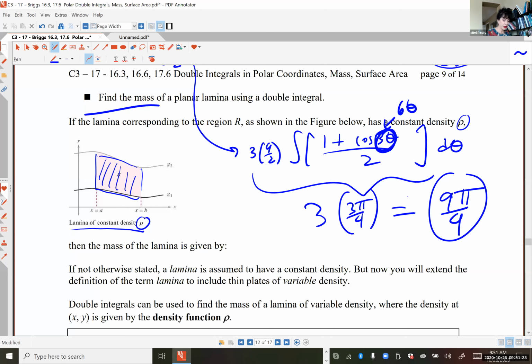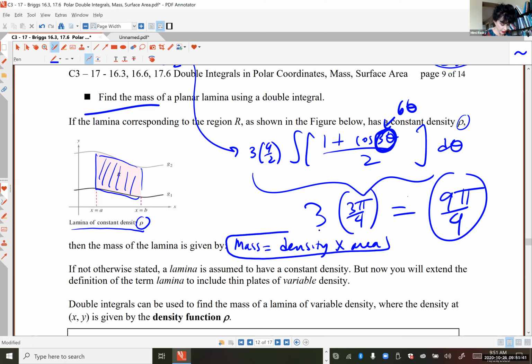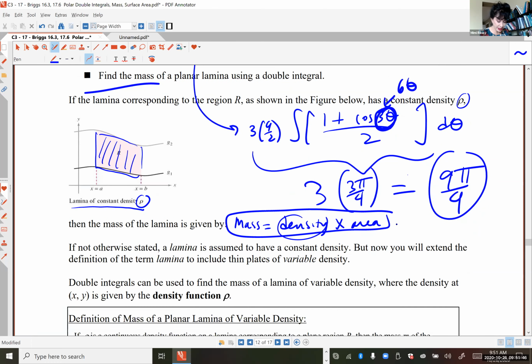Oh man, I'm all over the place. So mass, and this is a physics thing, is density times area. So for us, if density is a constant, then your mass would simply be rho times the double integral over your region of dA, because you guys now know that a double integral can be used to find the area of a region, right?